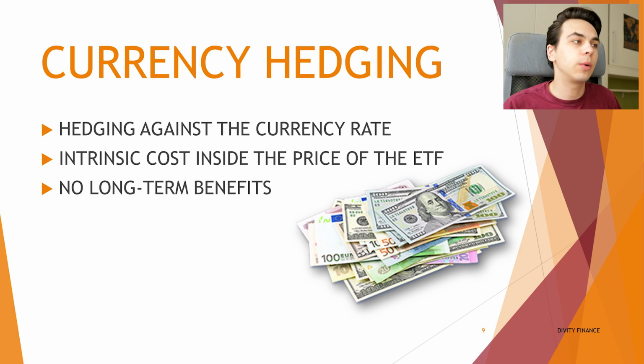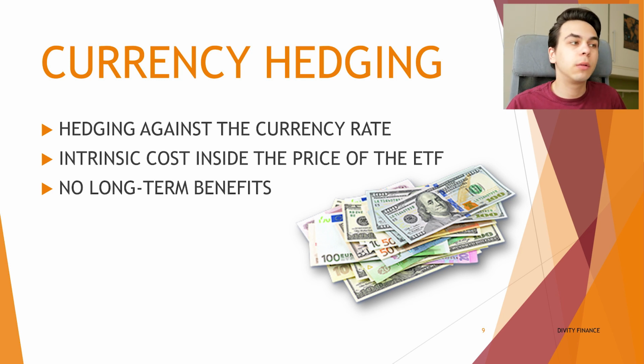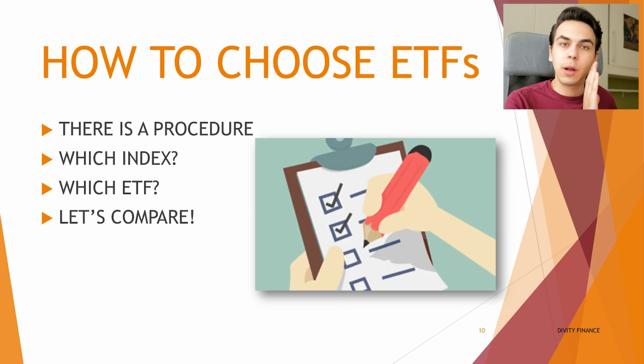I invest mainly in US dollars from francs. The cost is intrinsic in the prices of the hedge, so you will not see a precise cost, but it's intrinsic in the price. But there are no benefits in the long term, simply because of this cost. But now, let's understand how to choose ETFs, because this is kind of the most important thing, okay?